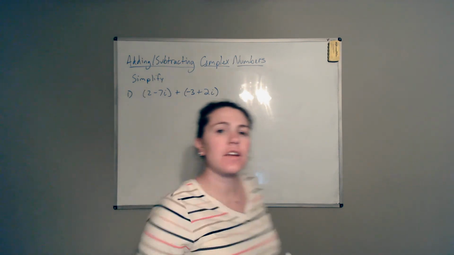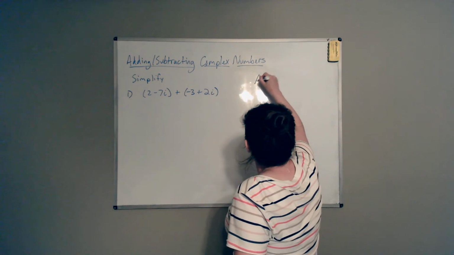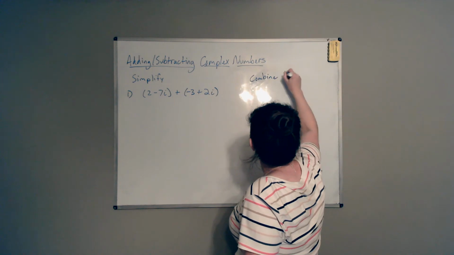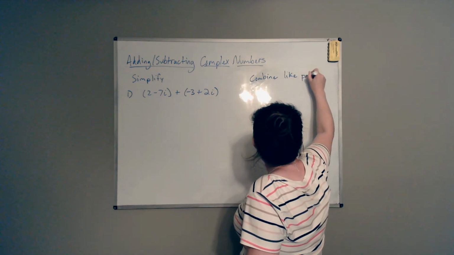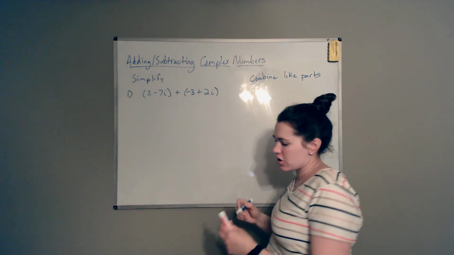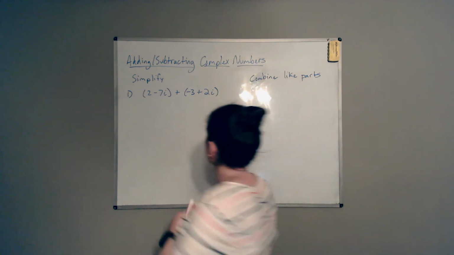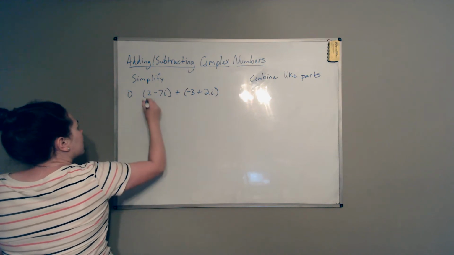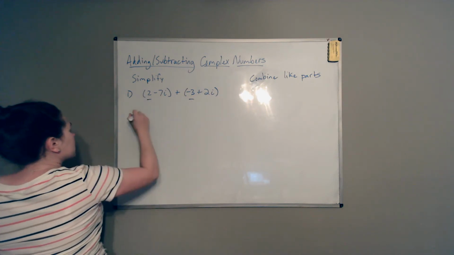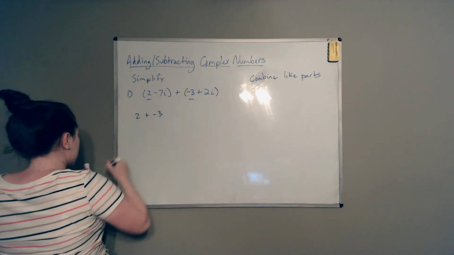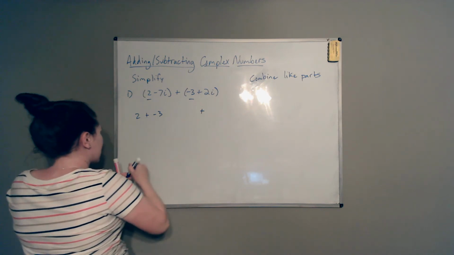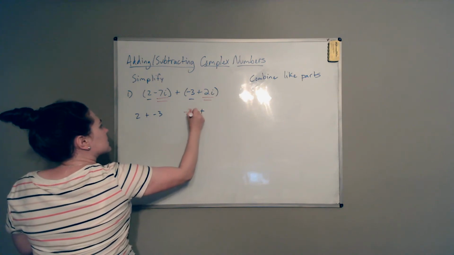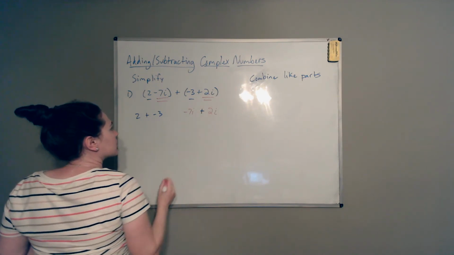So when you are adding and subtracting complex numbers, you can combine the like parts and you perform the operation on the like parts. So you're going to add together the real parts. That's going to be 2 plus negative 3. And then you're going to add together the imaginary parts. So it's going to be negative 7i plus 2i, okay?